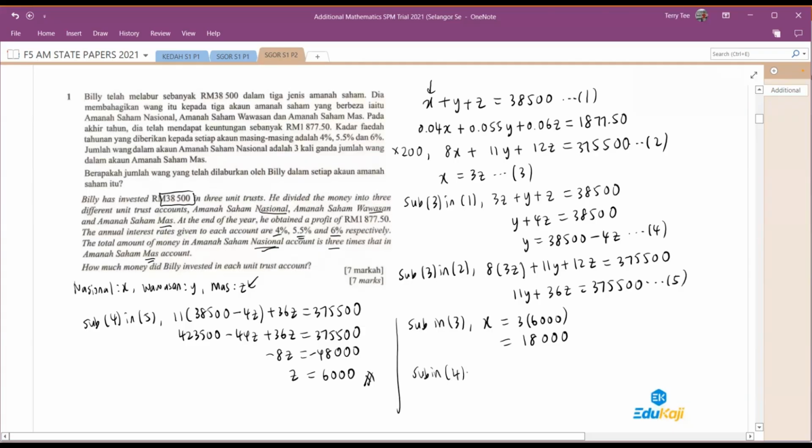I find my y. My y is my Amanah Saham Wawasan. 38,500 minus 4 times z. z is 6,000. That's 24,000. So minus 24 is 14,500. All right. There you go. I got all 3 answers.